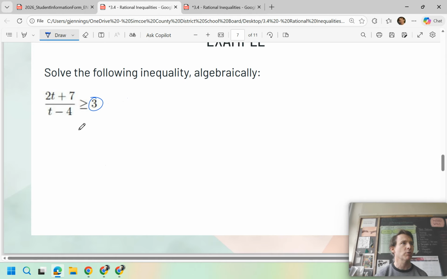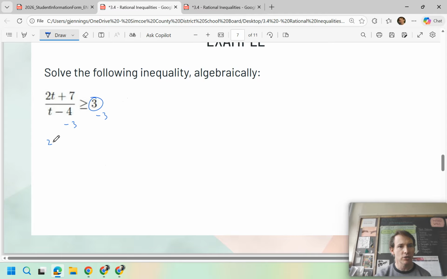What would be easier to work with here than a 3? 0. How can you set that to 0? Okay, good. If we subtract 3 from both sides, we can add and subtract from both sides anyway, so I can't fool you there. So we minus 3, we minus 3.